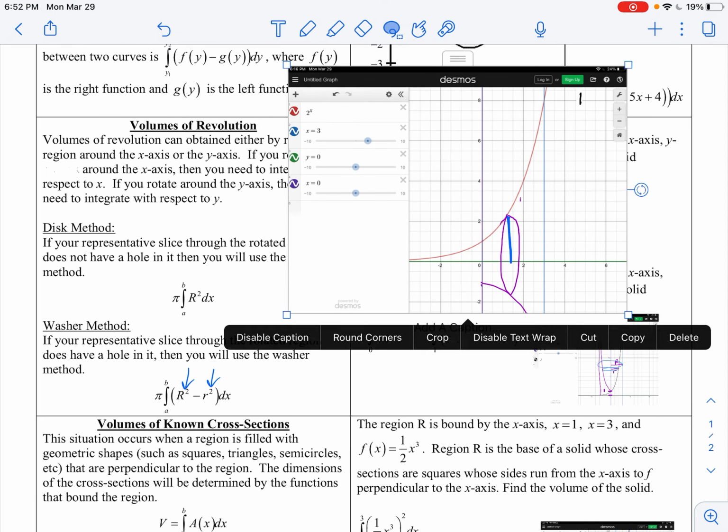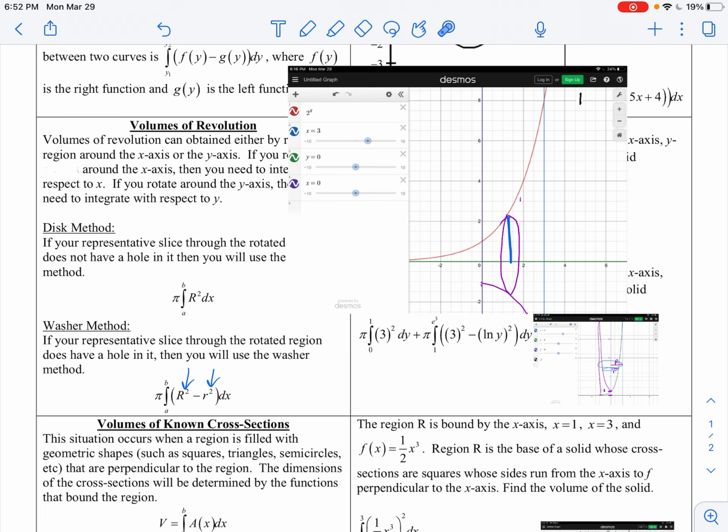Sorry about that. Can't seem to let it expand. All right, it's fine. So we can see that here's our top function. This is the 2 to the x function. We have y equals 0, which is the horizontal axis, x equals 0, the y-axis, and then this x equals 3. When we rotate this around the x-axis, we have this circle. So here's our radius.